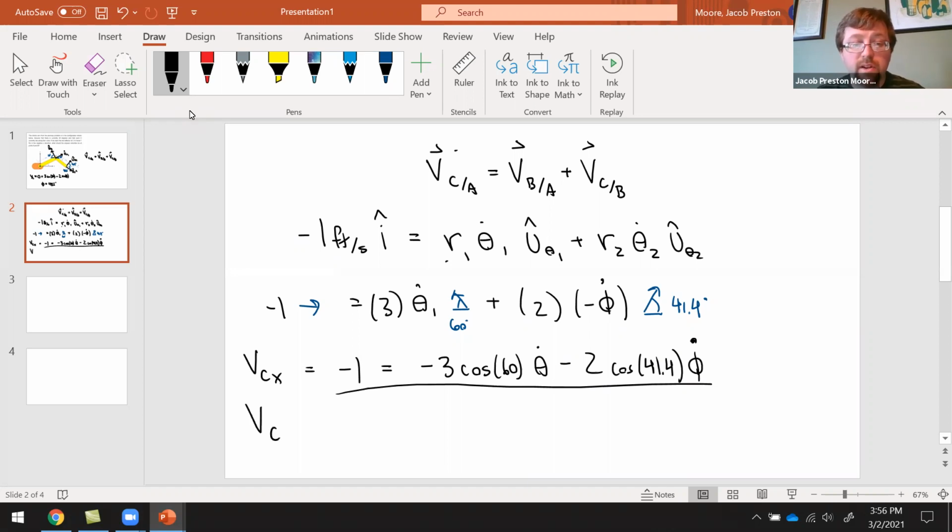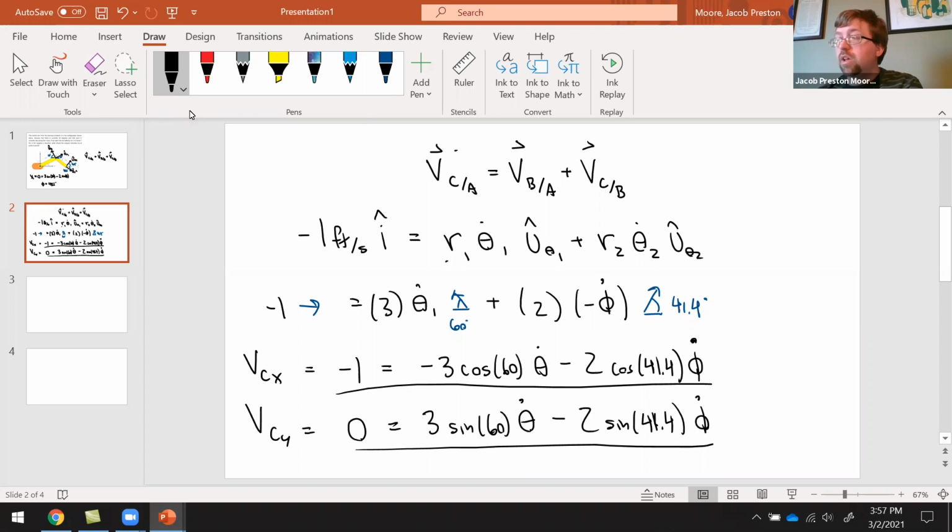But I also have VCY. So the y velocity of point C was equal to 0, but is also going to be equal to 3 sine 60. So the vertical component of that times theta dot minus, so I've got a negative from here, positive from there, so -2 sine of 41.4 times phi dot. All right, so that is a second equation. And what I need to do at this point is simply solve my 2 equations for my unknowns.